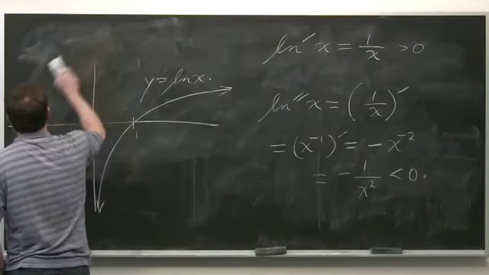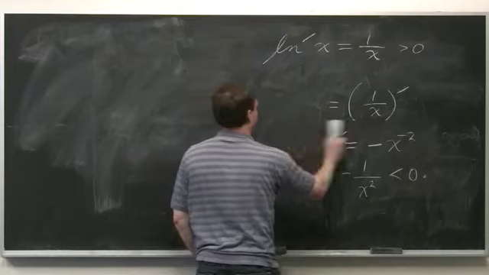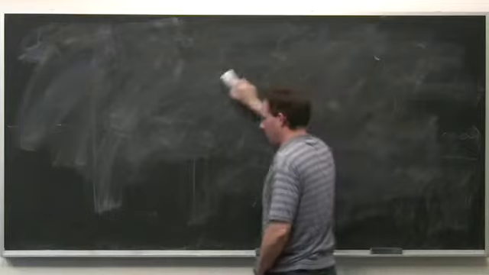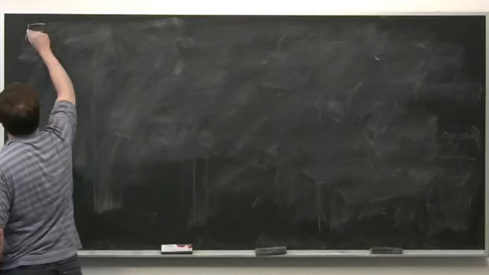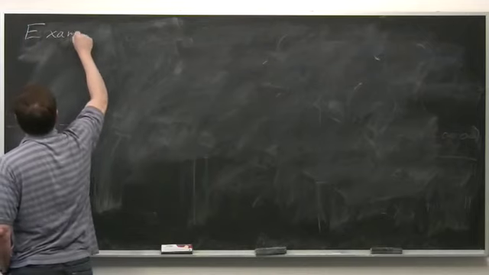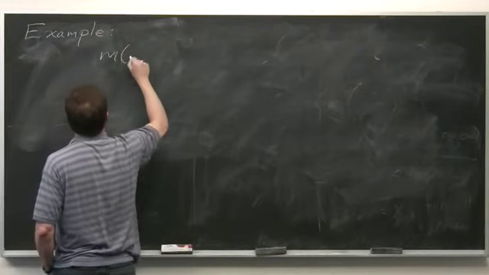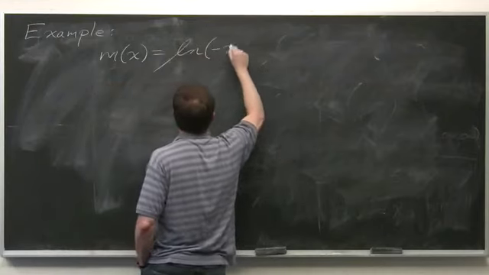Let's look at something involving the chain rule. So, another example. Let's look at m of x equals the natural log of negative x.